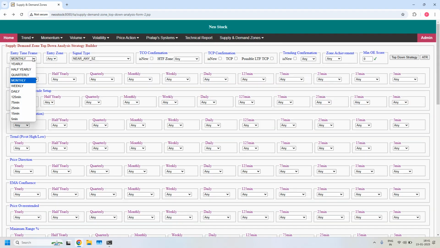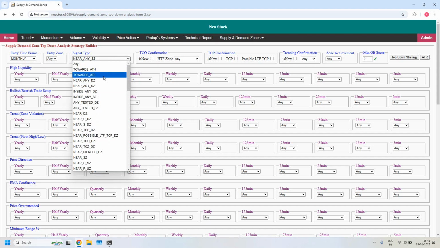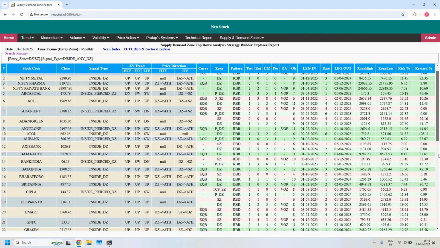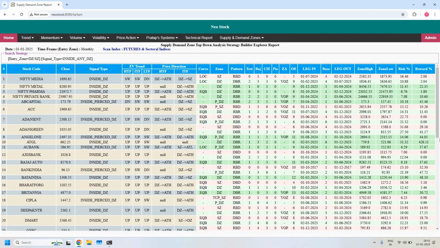Next, monthly time frame. Price closed inside the monthly demand zone. We got a big list. 49 stocks are filtered, and the first 20 stocks in the list you are seeing here. I am scrolling the list down.